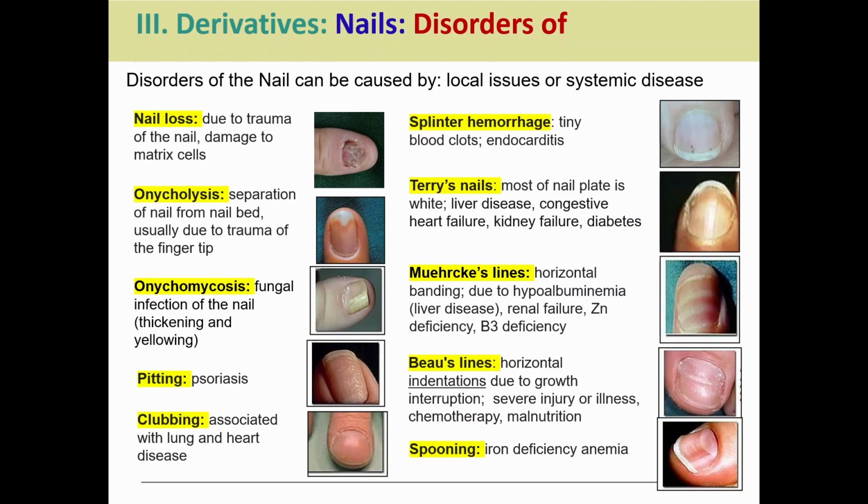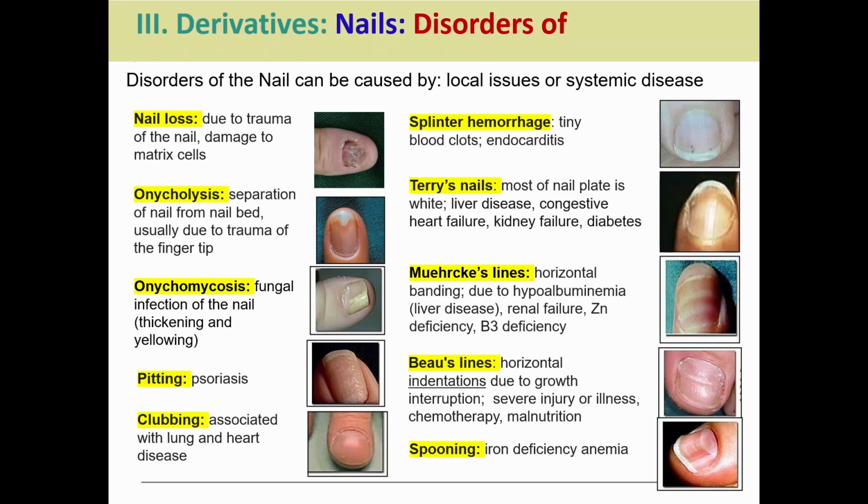Pitting can occur. We see this with psoriasis. Clubbing of the nails, we see that rounding out. We see it associated with certain lung and heart diseases. We can see a splinter hemorrhage. This is little tiny blood clots. This is related to endocarditis. Terry's nails, where the nail plate is turned white.